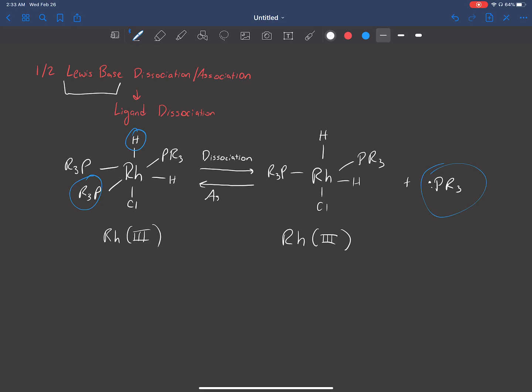My association is the reverse. This PR3 group, we can draw, let's say, an arrow over here. It's going to attack the metal right there, RH, and now it's back on the metal. Again, notice my oxidation state does not change from the right to the left. That's because it's a Lewis-base association.